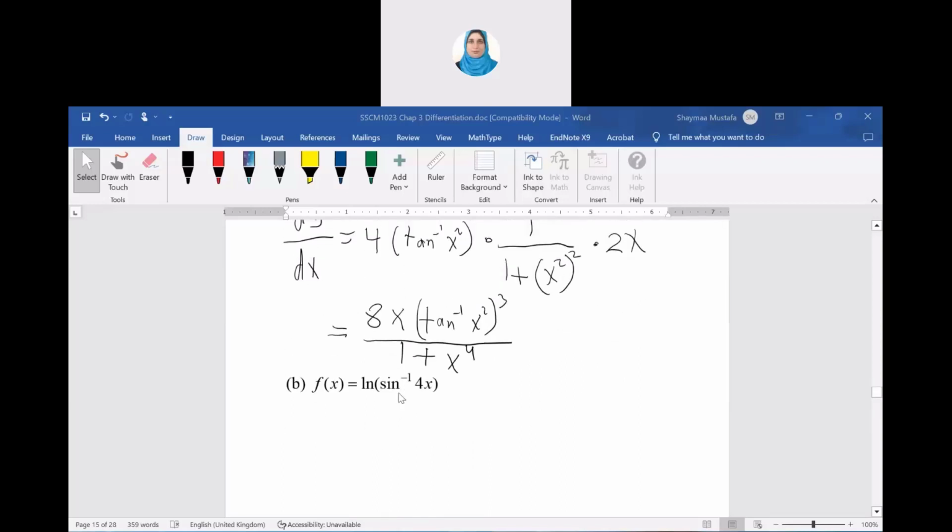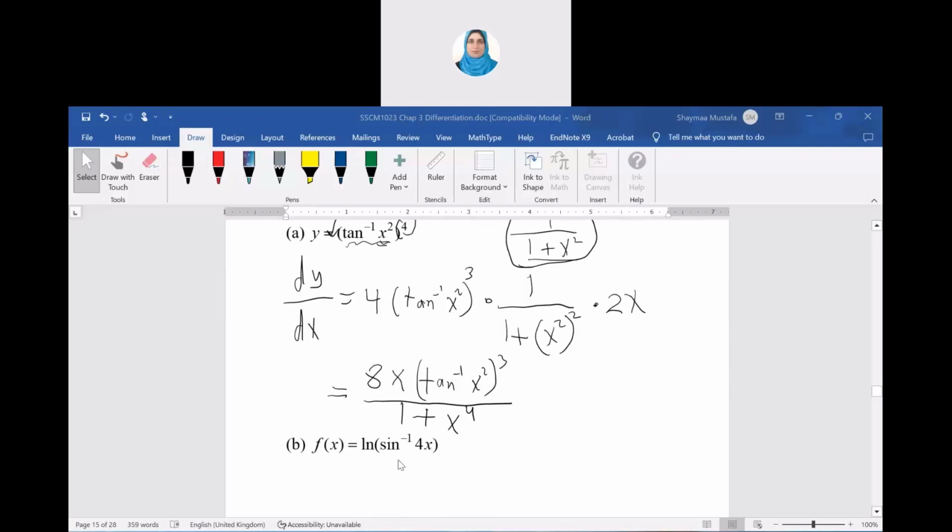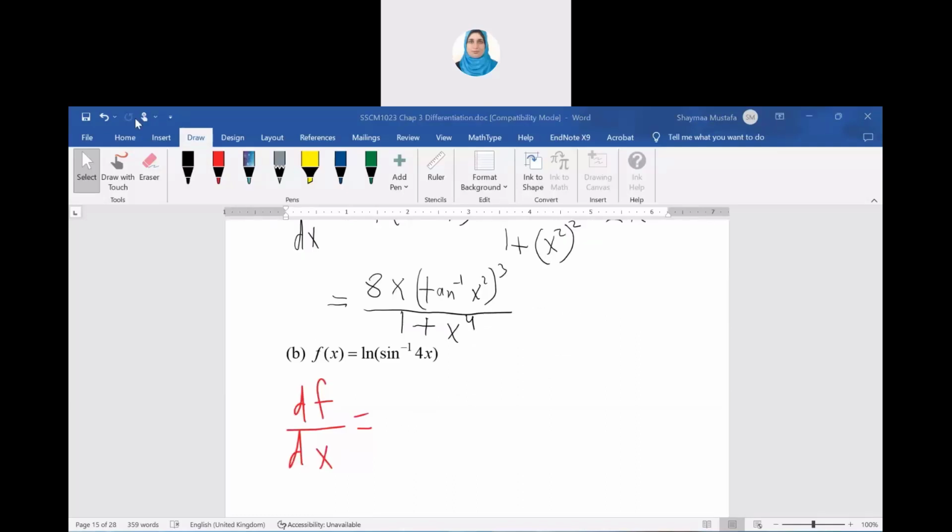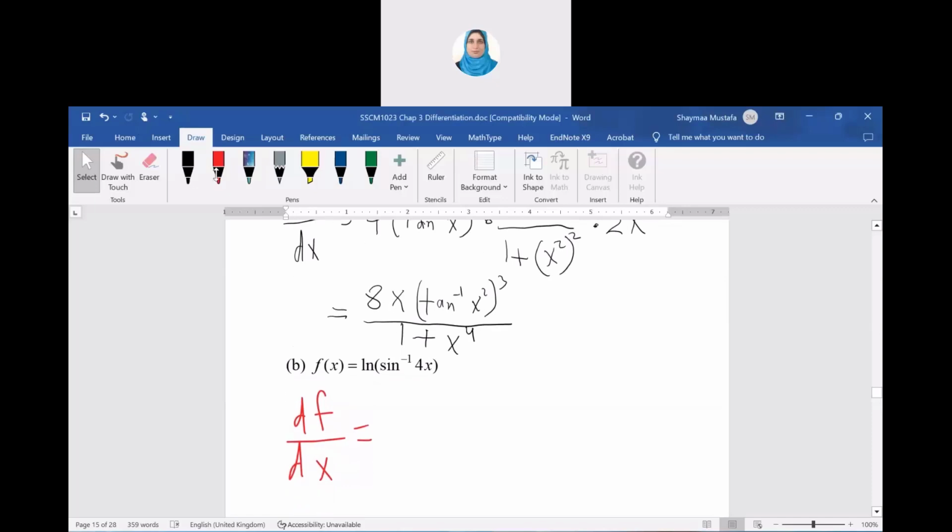Another example, f of x is ln of sine inverse of 4x. This one is a composite, right? Is it a composite function? If this one were a multiplication, it should be written differently. This one is a composite, not a multiplication. In case it is a multiplication, it can be written like that.